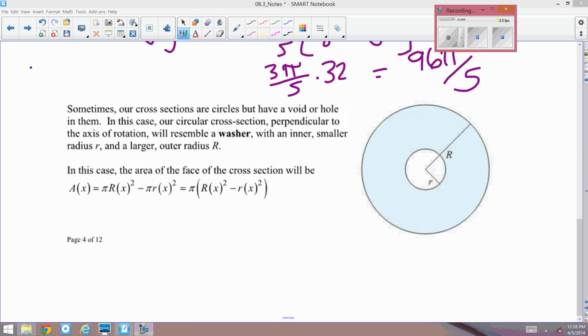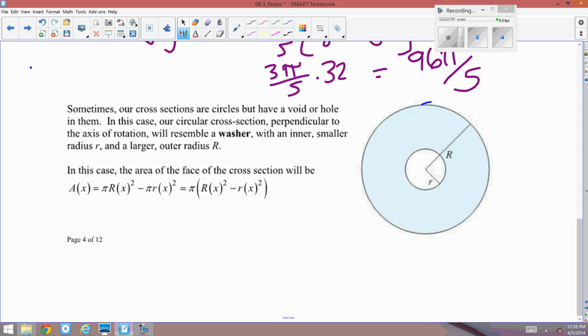Video 2 for 8.3 volumes. This time we're not going to be talking about discs, perpendiculars. Instead, they're going to have a hole or a void in the middle of them. So it's not a complete circle. Instead, it's more of this washer shape. So in this case, we're going to have to find the area of the bigger circle and subtract the area of the little circle from that.